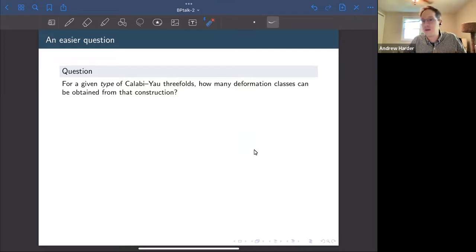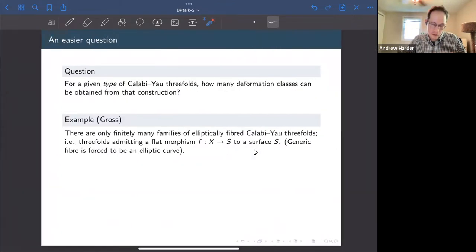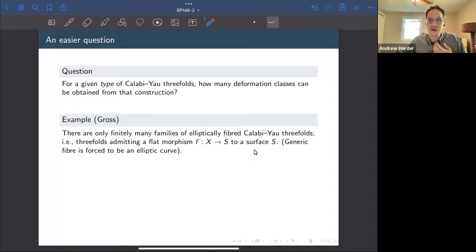So what do I mean by a type of Calabi-Yau variety? Let's give some examples of what I mean by this. So the first example of classification or boundedness results regarding Calabi-Yau varieties is due to Gross, and this goes back to the 90s, so Mark Gross in the 1990s, who proved that if I look at elliptically fibred Calabi-Yau threefolds, so these are threefolds which basically just admit a flat morphism to a surface. So if you have such a morphism, the fiber of the map is forced to be an elliptic curve.